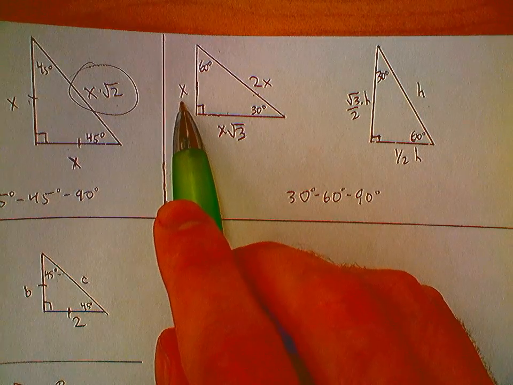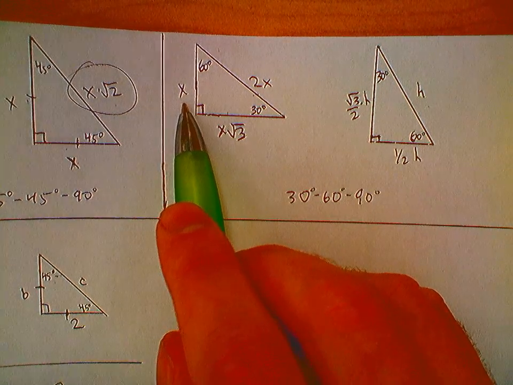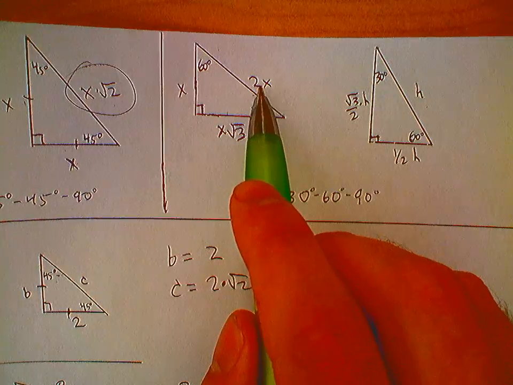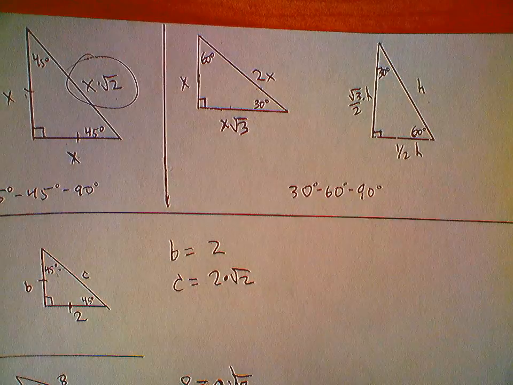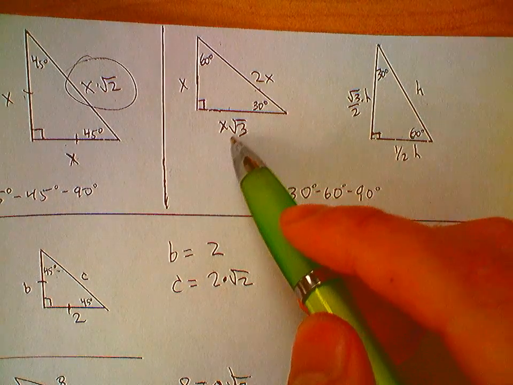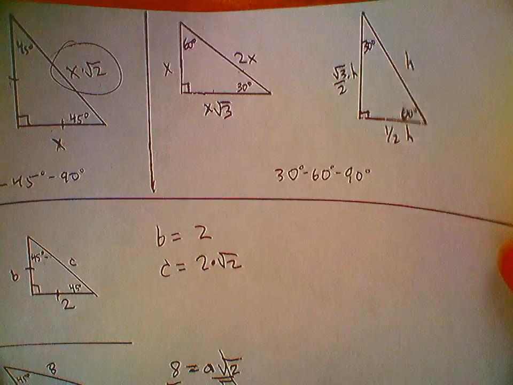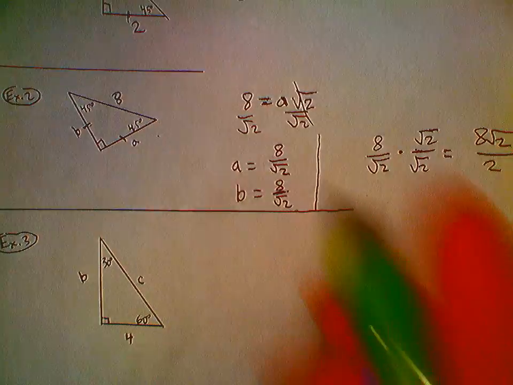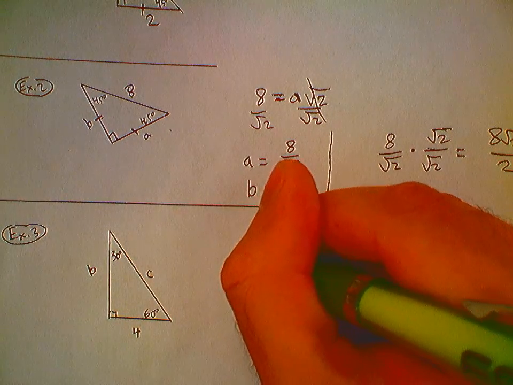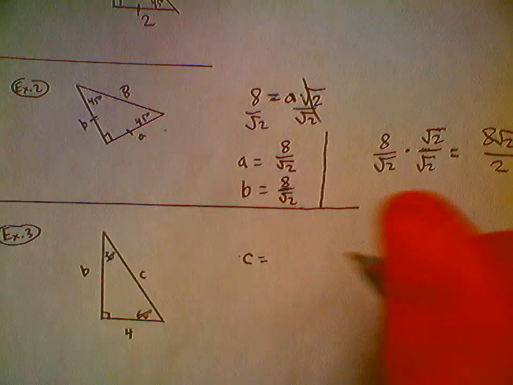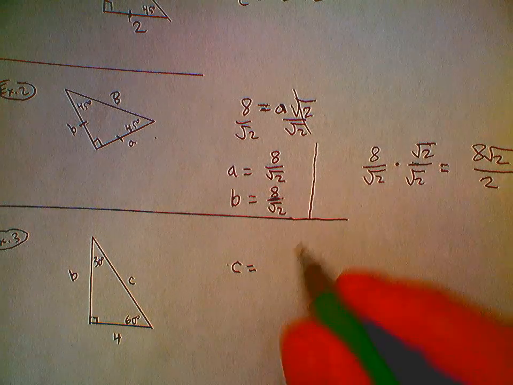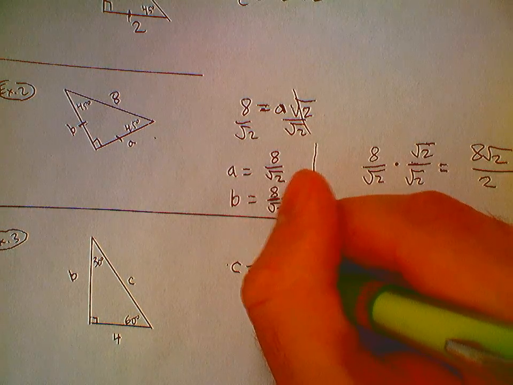So since I know the shorter side, I'm going to take that side length and multiply it by 2 to get the hypotenuse. And then I'm going to multiply it by square root of 3 to get that other leg. So let's do exactly that. It doesn't really matter which one we start with. I'll start with the hypotenuse since it's pretty easy to calculate.